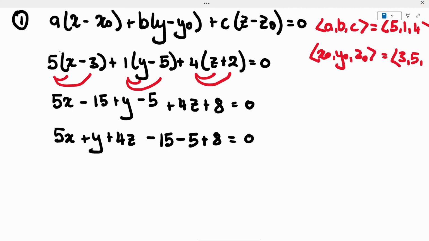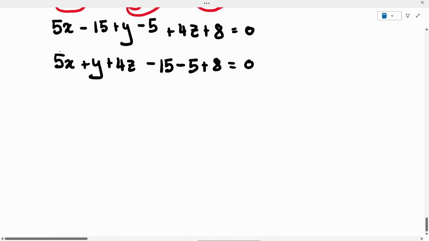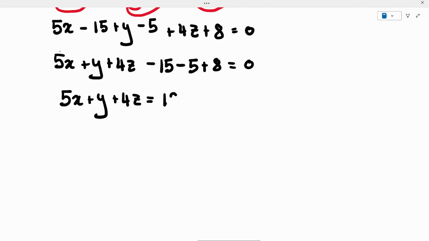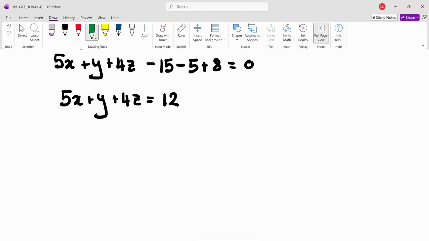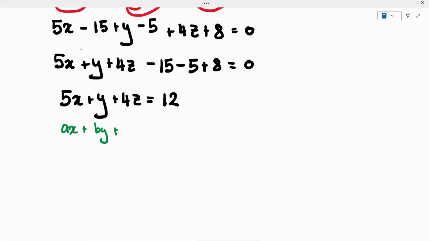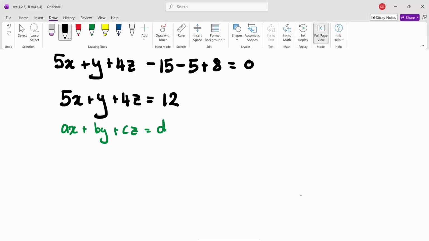Make sure you have your equal 0 there, right? So carry over everything to the other side. 5x plus y plus 4z equals minus 20 plus 8, which is minus 12. Carry over minus 12, we get plus 12. This is in the form ax plus by plus cz equals d, our general equation. You all got this as the general equation? Yeah? Okay, cool.